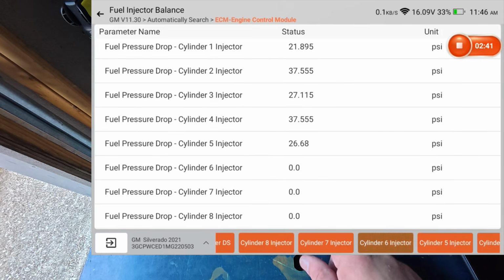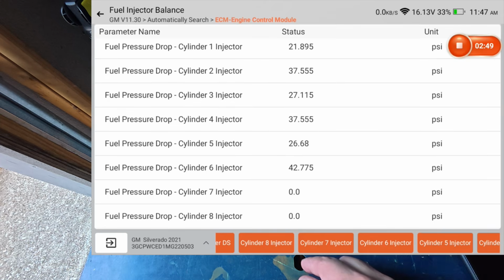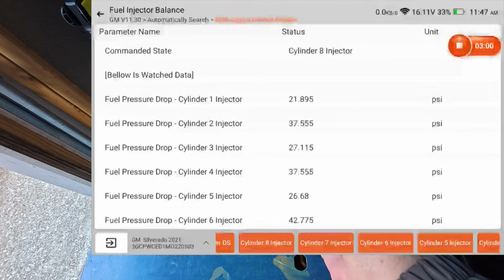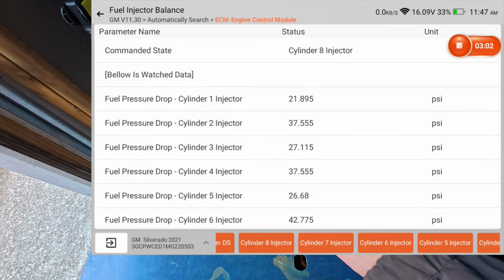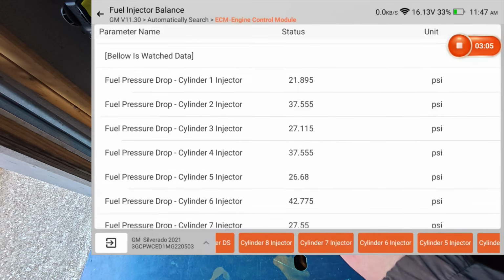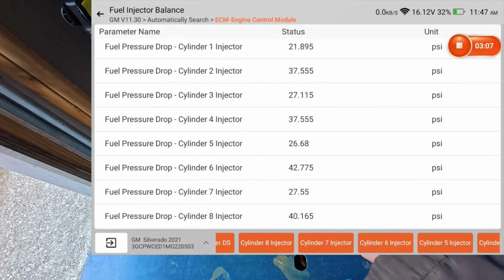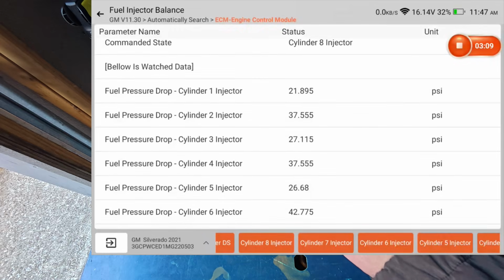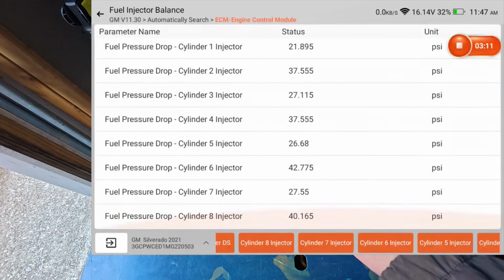And I'm going to show you something that I probably should have waited a little bit longer for the fuel pressure to stabilize, but it'll be all right. And number 8. Now you may notice that cylinders 1, 3, 5, and 7 are lower than 2, 4, 6, and 8.